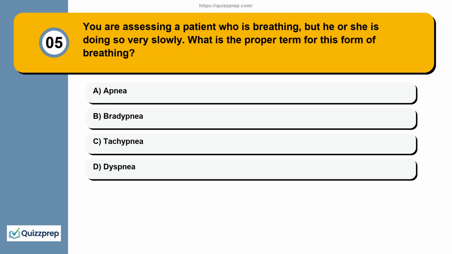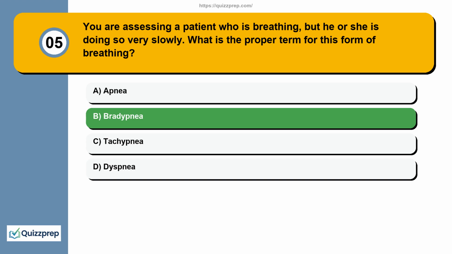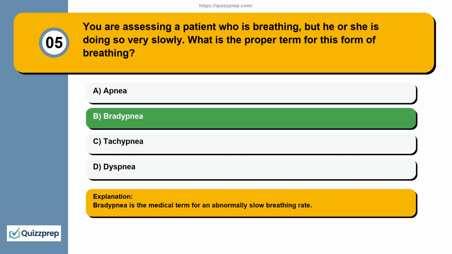Question 5. You are assessing a patient who is breathing, but he or she is doing so very slowly. What is the proper term for this form of breathing? Apnea, bradypnea, tachypnea, dyspnea. Bradypnea is the medical term for an abnormally slow breathing rate.